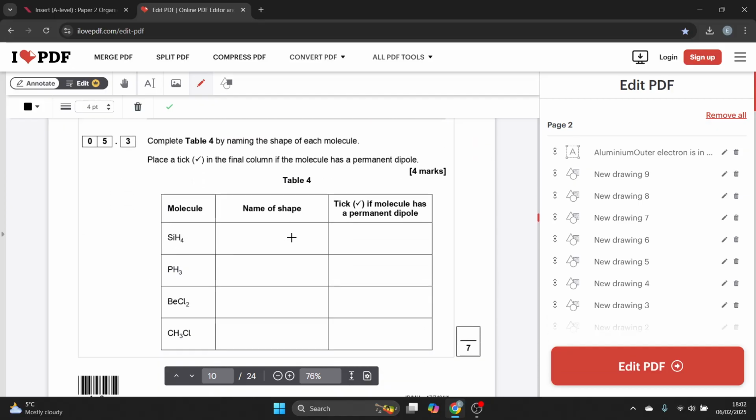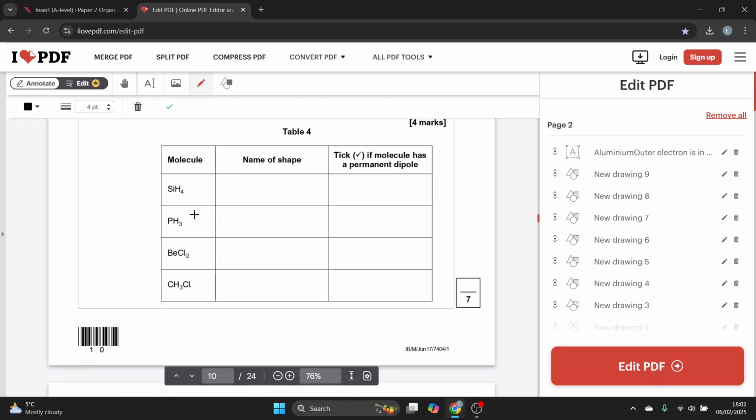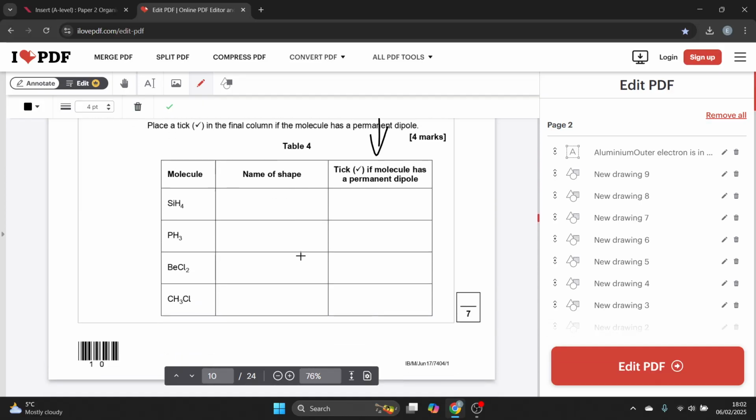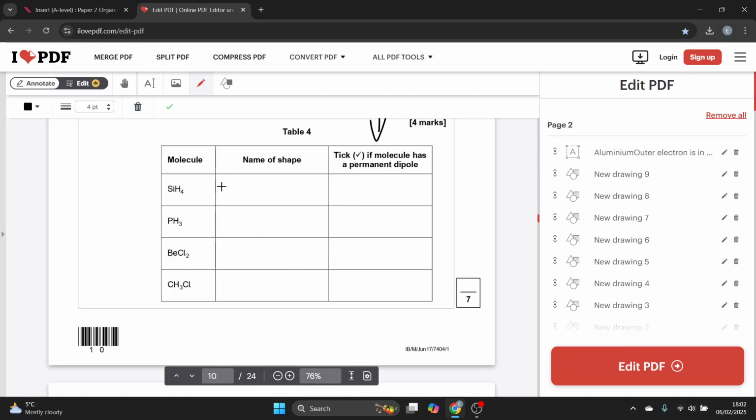Complete table 4 by naming the shape of each molecule. Place a tick in the final column if the molecule has a permanent dipole. So I'm going to do the second one first because I think that's a bit easier. So SiH4 definitely does not have a permanent dipole, it's completely symmetrical. PH3 will. BeCl2 completely symmetrical. CH3Cl definitely will. So that's pretty nice.